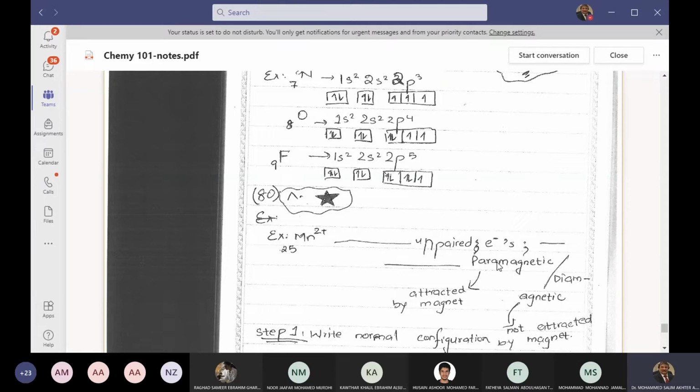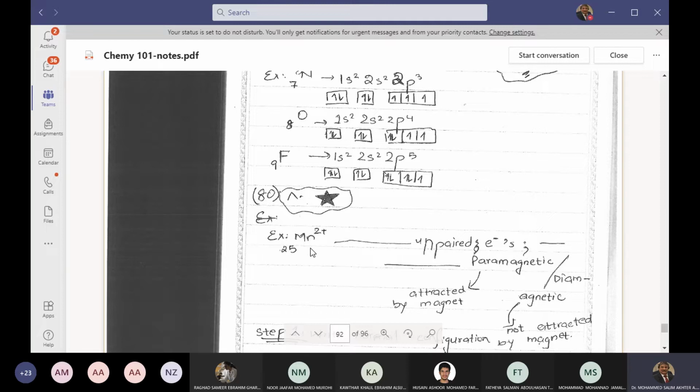An electron alone is itself a magnet. So even if you have only one electron, it will be paramagnetic. Paramagnetic means the electronic configuration contains unpaired electron or electrons. But if there are no unpaired electrons, then we call it diamagnetic.